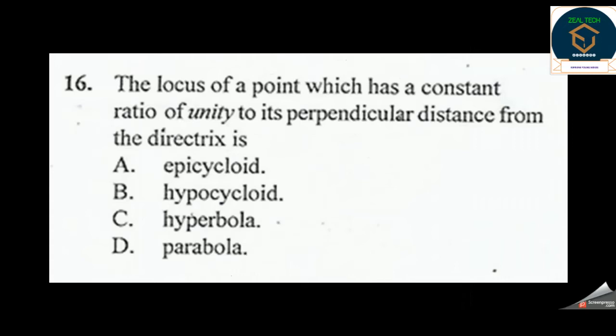Number 16, the locus of a point which has a constant ratio of unity to its perpendicular distance from the directrix is what? The answer is parabola. It's only parabola that has eccentricity of 1. The eccentricity of parabola is 1. Okay, so take note of that.